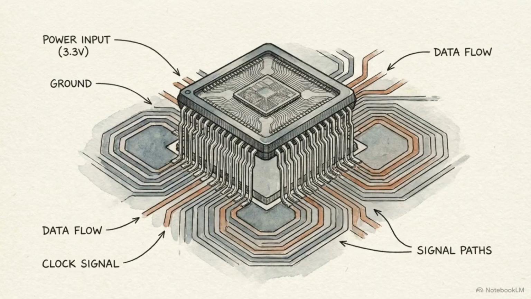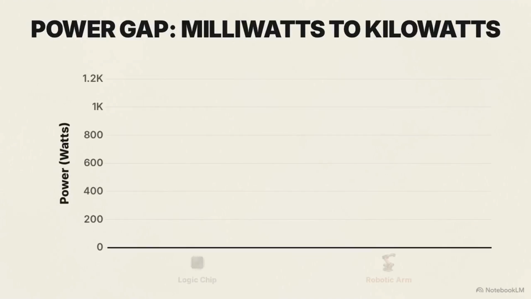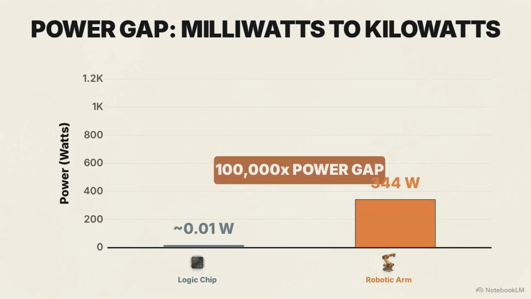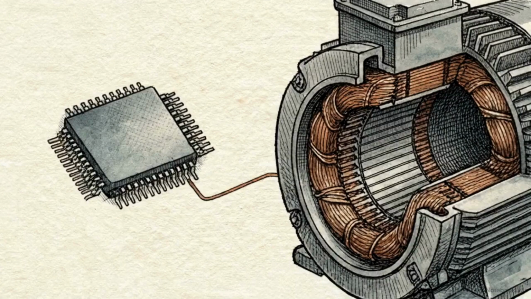Look at a standard microcontroller. It processes complex logic routines using a delicate 3.3 volts. Now look at an industrial robotic arm. There is a massive physical gap between these two components. The logic chip processes information using mere milliwatts of power, but moving physical mass requires hundreds or even thousands of watts. You cannot connect them directly.